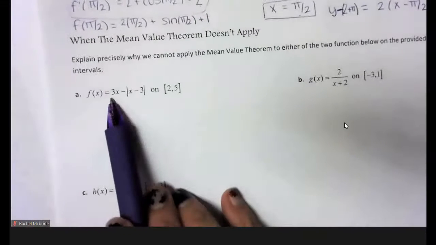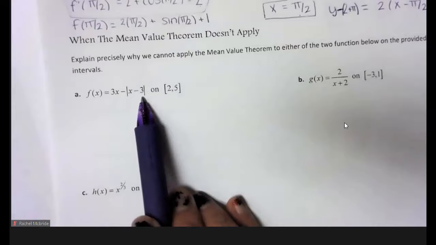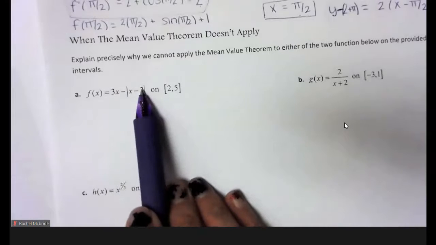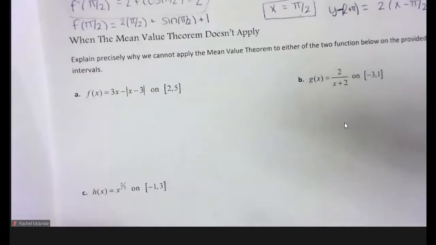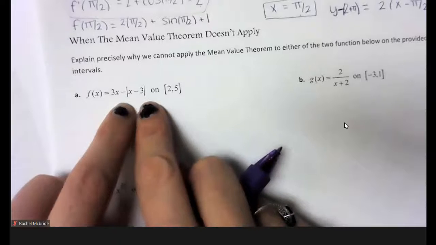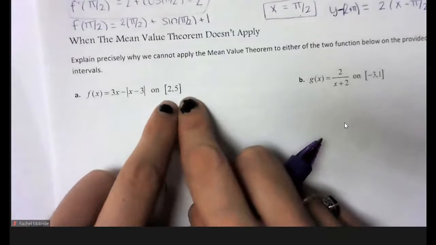So here we have an example. We have 3x, absolute value of x minus 3. What do you know about an absolute value? Yeah, it's got a sharp corner, right? It's not differentiable. What you have to be really cautious of is, does that sharp corner fall in my interval?